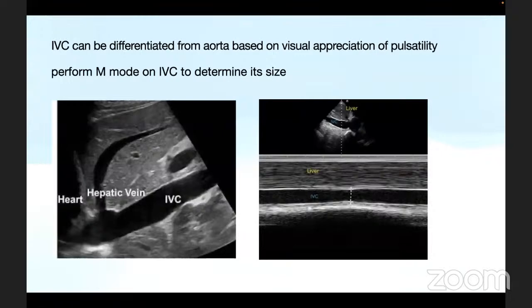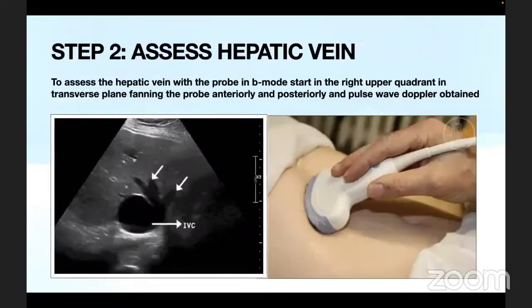If this is more than 2 centimeters, there is a possibility that you can quantify VExUS in this patient, and you can go for step 2. So what do we do in step 2? In step 2, we assess the size of the hepatic vein, as we spoke earlier.